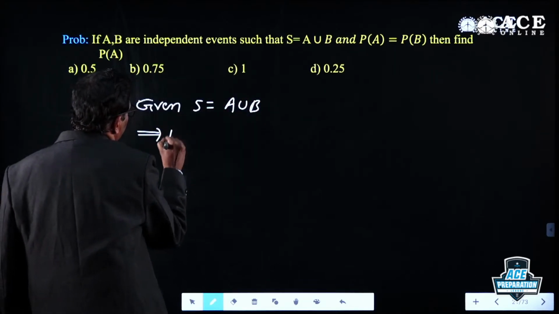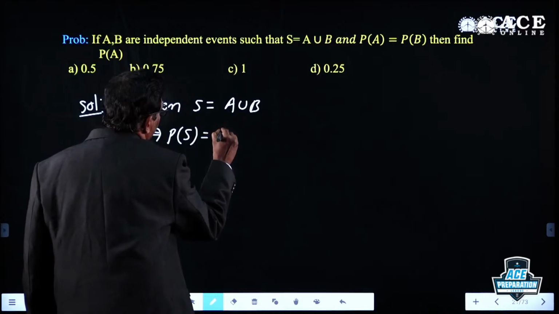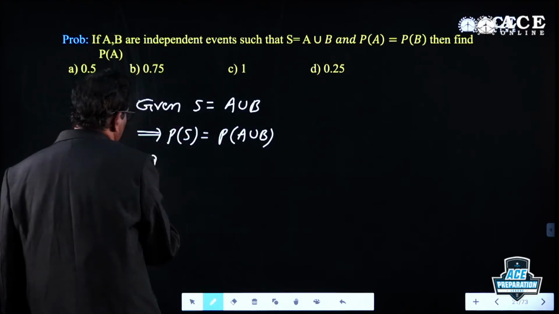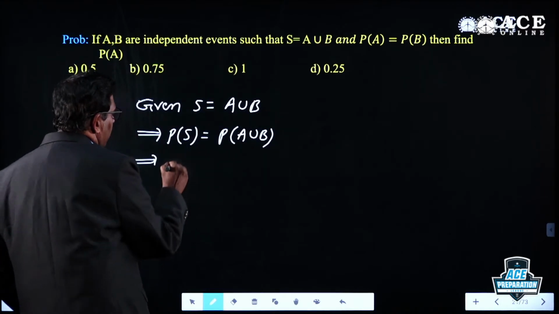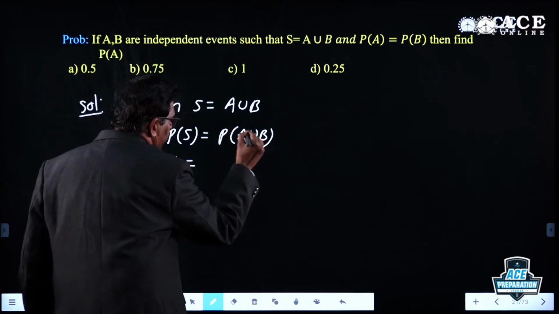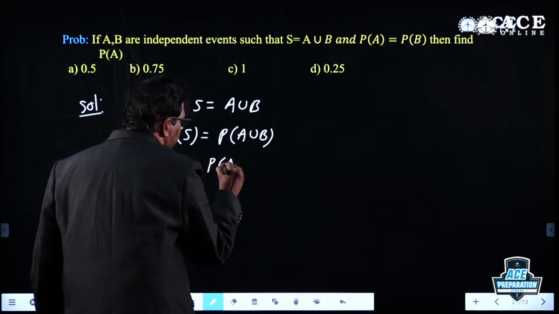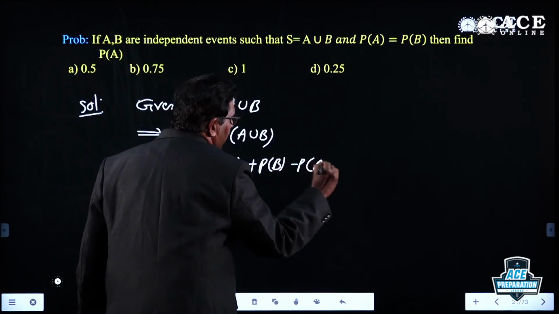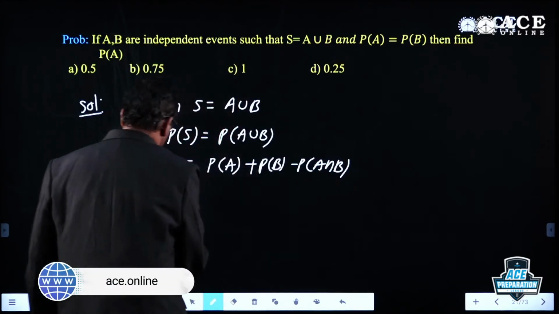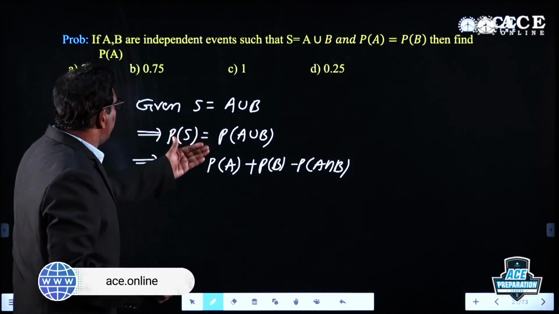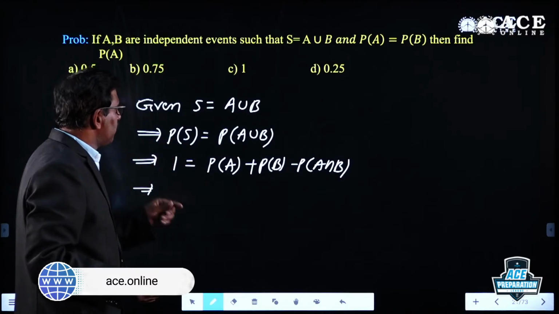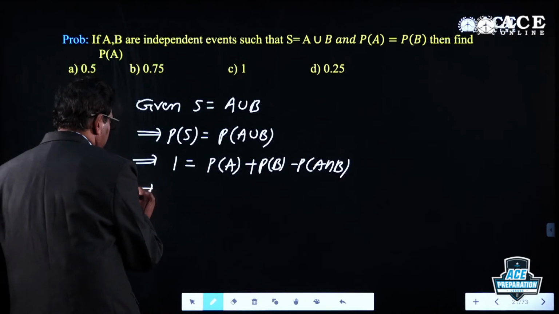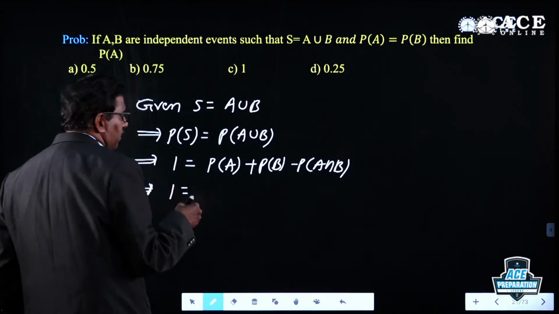Take probability on both sides. P of S is equal to P of A union B. What is P of S? 1. What is P of A union B? Apply addition theorem: P of A plus P of B minus P of A intersection B. Since P of S is 1, I have written like this: 1 is equal to P of A plus P of B minus P of A intersection B.